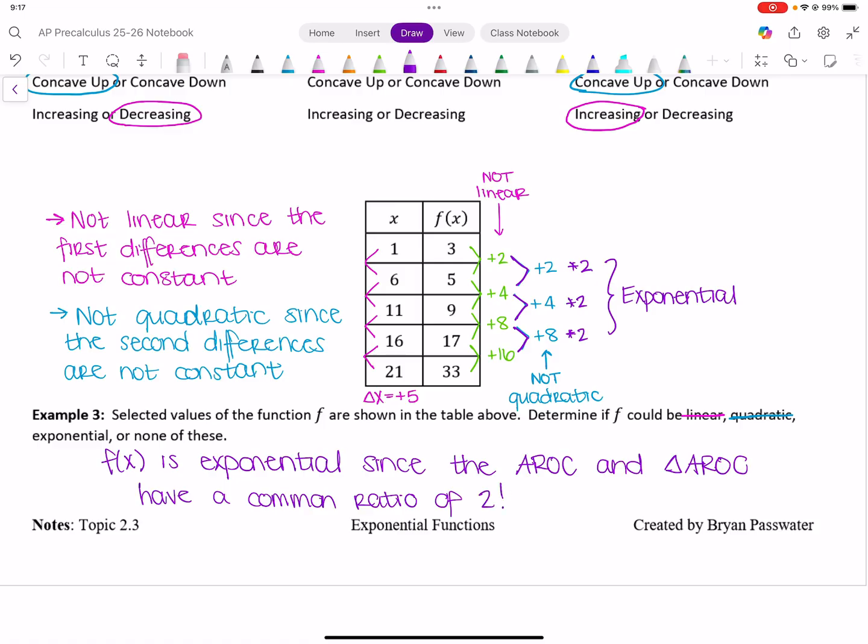So remember, when we have a linear function, our first difference will be constant. For a quadratic function, the first difference will be linear. And for an exponential function, the first difference will be proportional. So that's what we were looking for, is that proportionality.